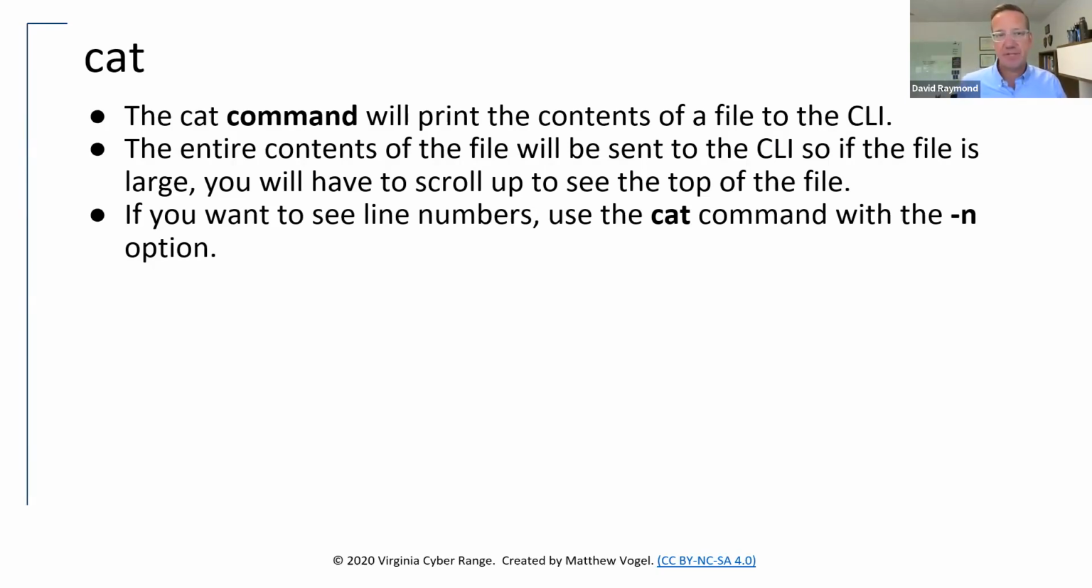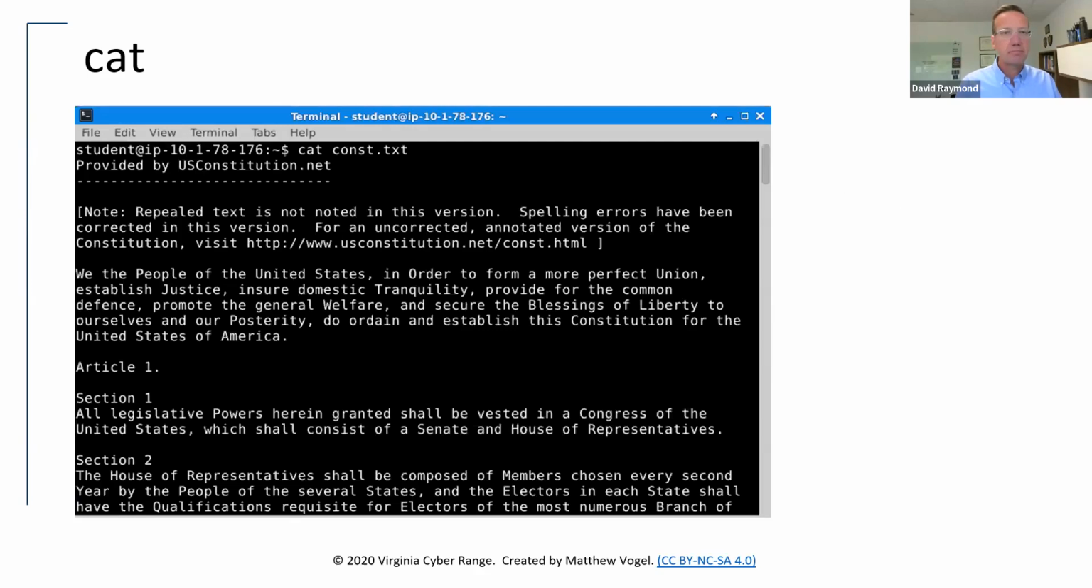And if you use cat with the -n option, then you get the line numbers, right? So here's the slide example of a cat command. Here he's catting const.txt, which is the constitution.